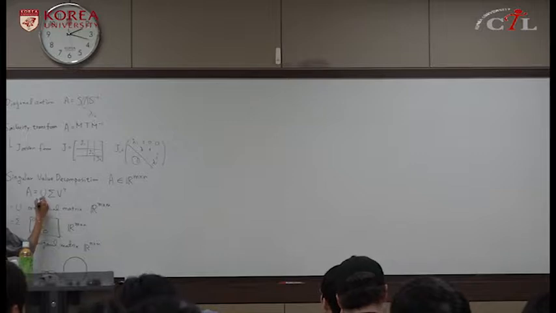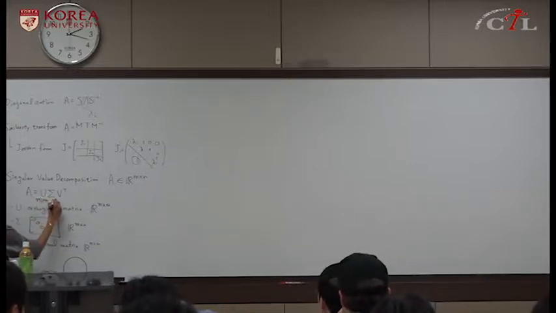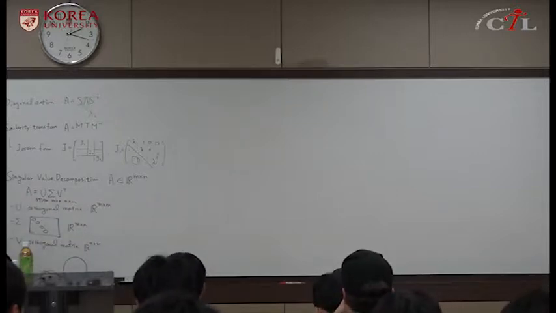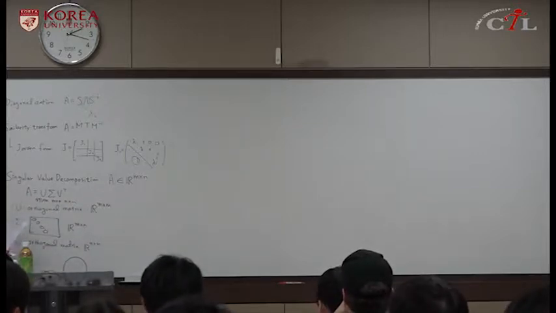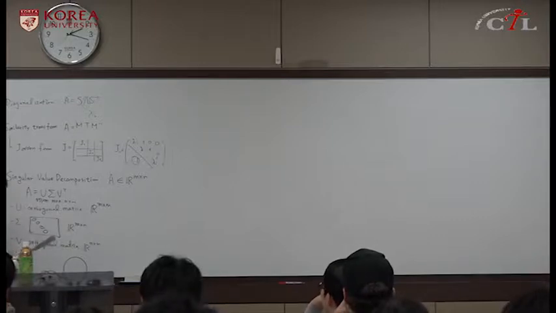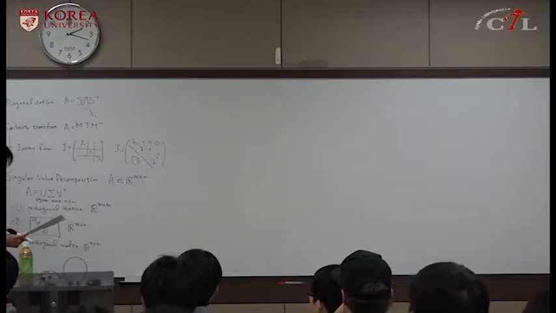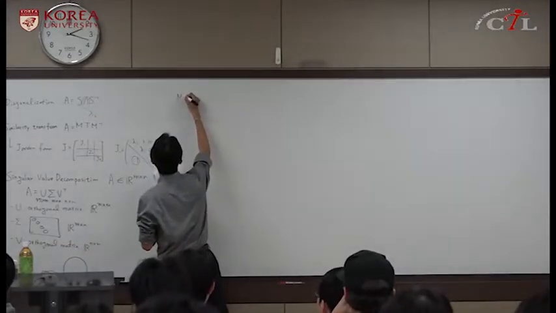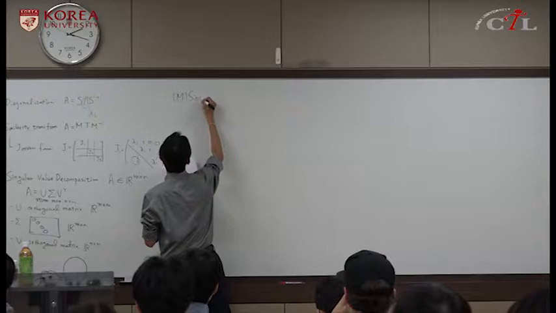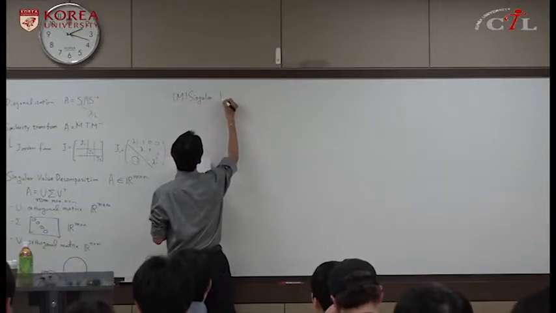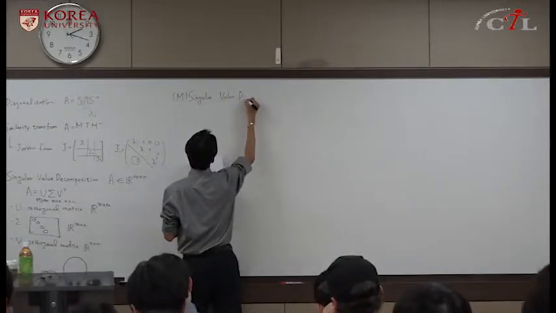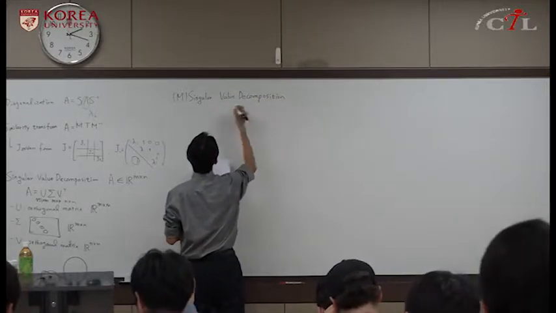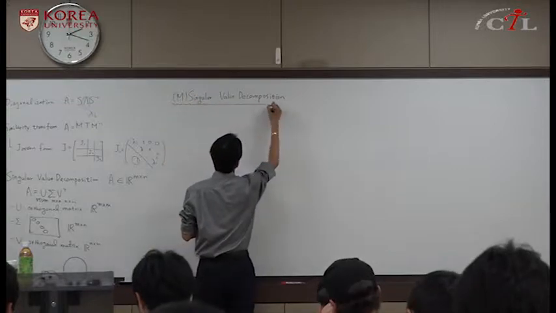So m by m, m by n, and n by n makes the m by n original matrix. So even though A is rectangular, we can still decompose it in this form. That's singular value decomposition. So this section is singular value decomposition.